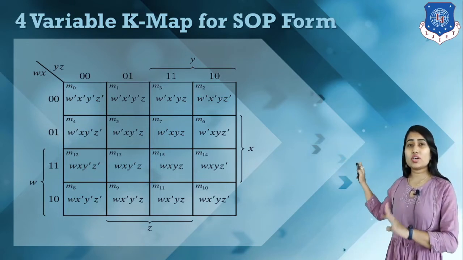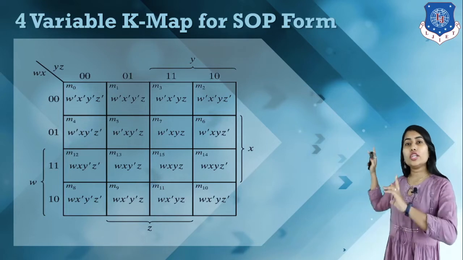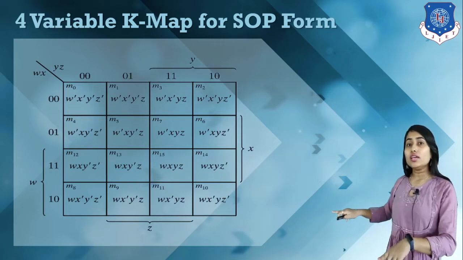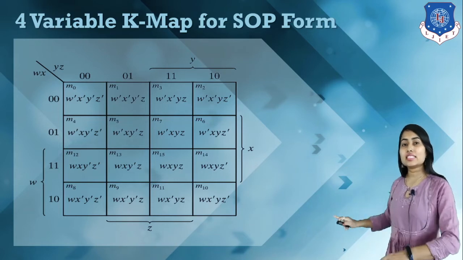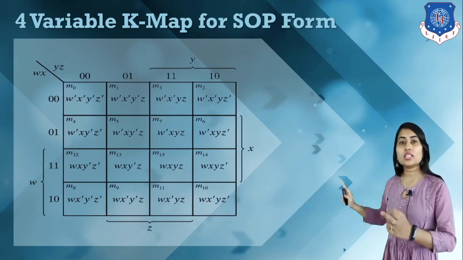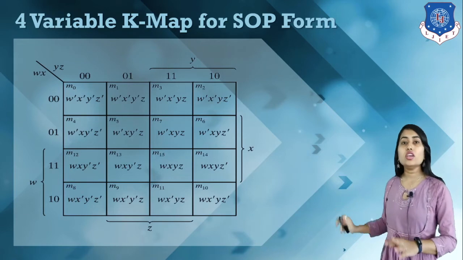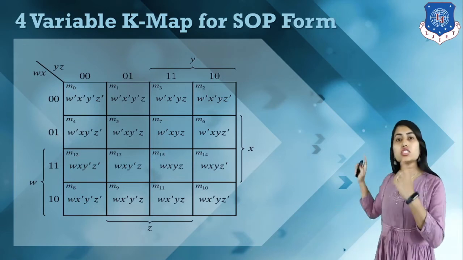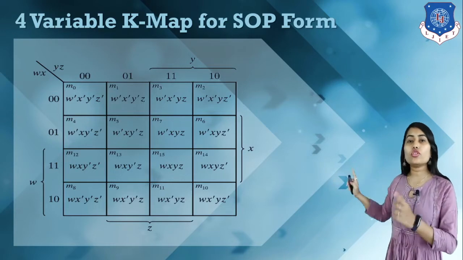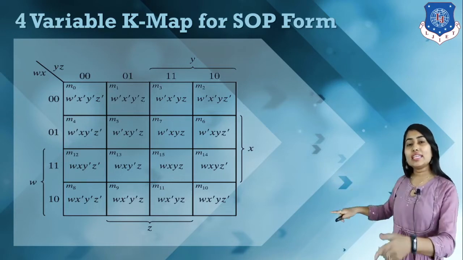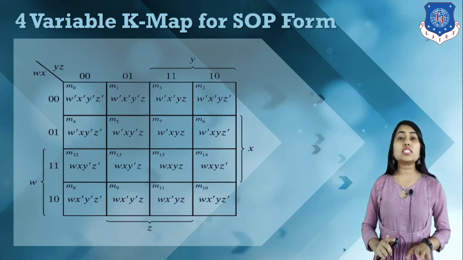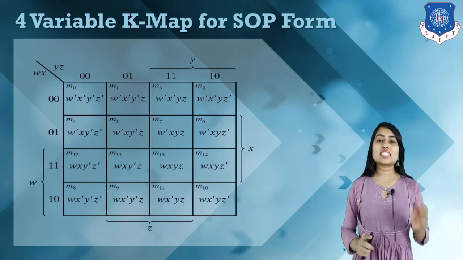So here we have the conditions 0, 1, 2, 3, then 4, 5, 6, 7, then 8, 9, 10, 11, 12, 13, 14, 15. This is how we can write a 4 variable K-map. See, this is how we can mention the 16 min terms.